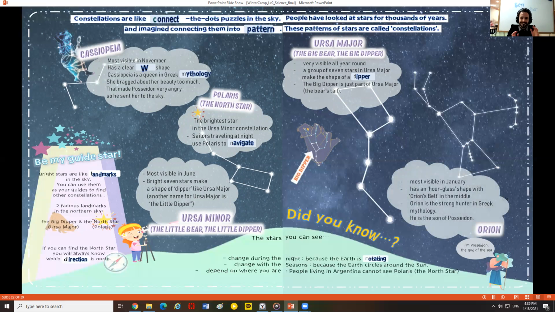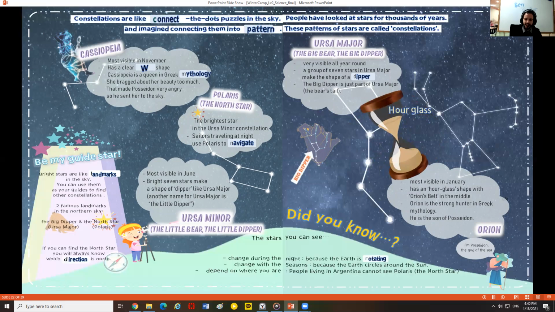Okay. Orion is another famous constellation. It's most visible in January, so maybe you can see it this month. It has an hourglass shape with Orion's belt in the middle. Those 3 stars right there are Orion's belt. Orion is the strong hunter in Greek mythology, and he is the son of Poseidon. Poseidon is the god of the sea in Greek mythology.